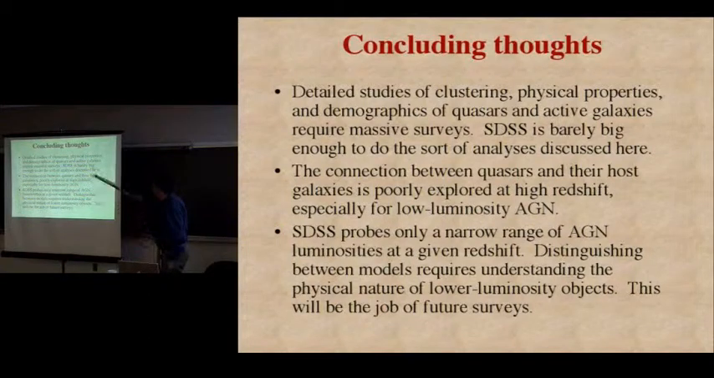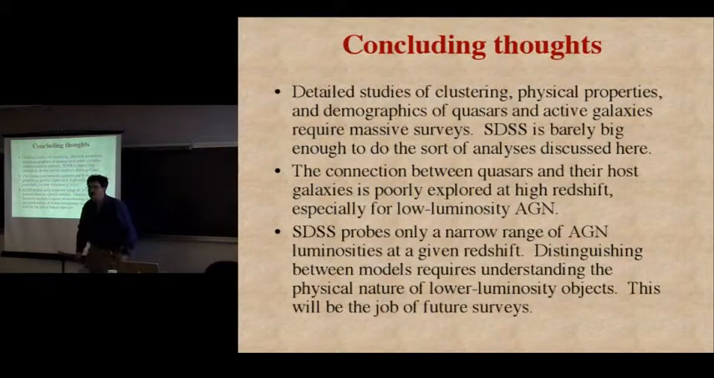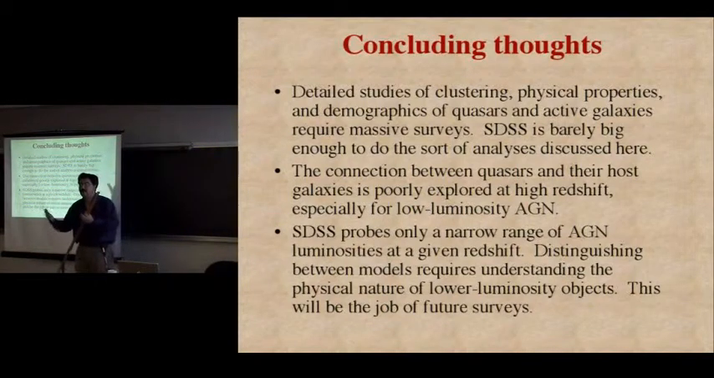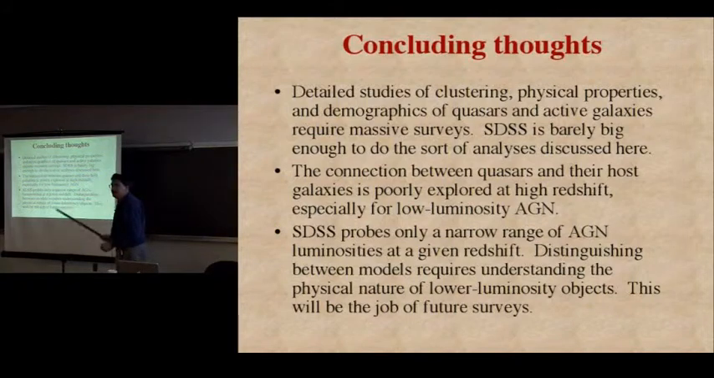Understanding quasars in their host galaxies, well, this was in the context of trying to understand their host halos in particular. It still needs further exploration at higher redshift, especially for the lowest luminosity AGN. And again, we are limited in dynamic range. At any given redshift, the SDSS probes only the most luminous objects. So one of the things we need to do for the future is push to lower luminosity objects, where the models really start making rather disparate predictions about the nature of these quasars. And that's really what future surveys will be all about. So I will finish there. Thank you.